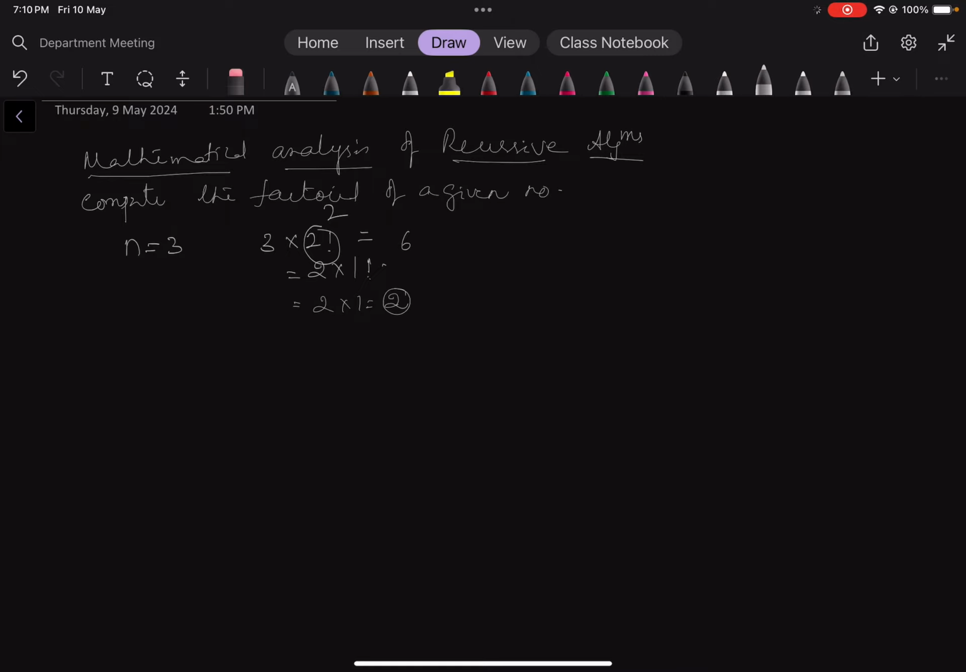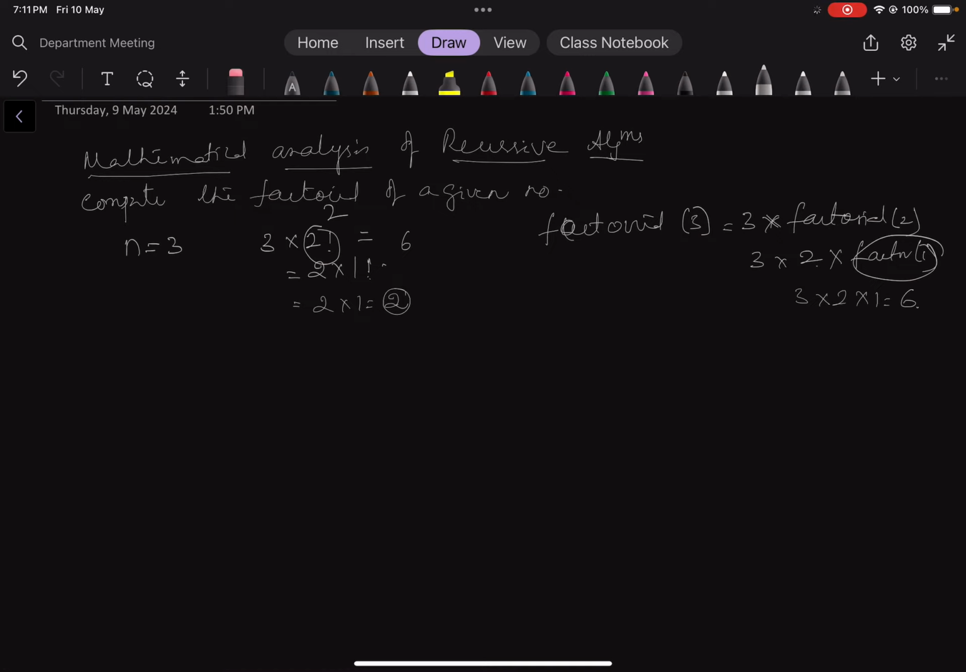Okay, so if you are finding the factorial value of 3, this can be written as 3 into the factorial of 2. And 3 into factorial of 2 we can write as 3 into 2 into factorial of 1, and we know the value of factorial 1, that is 1. So 3 into 2 into 1 becomes 6.